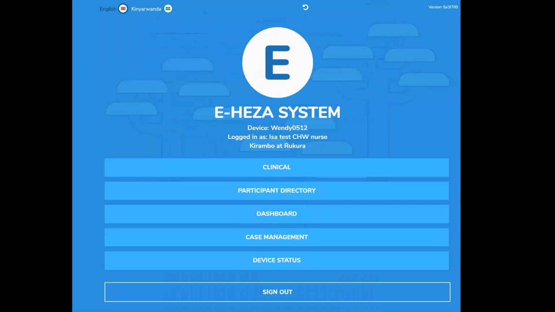And that is a very quick review of our dashboard and case management system.